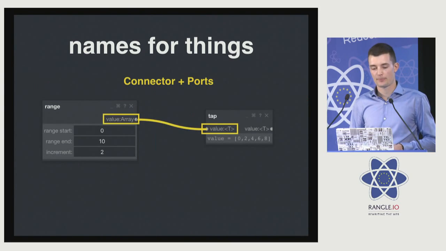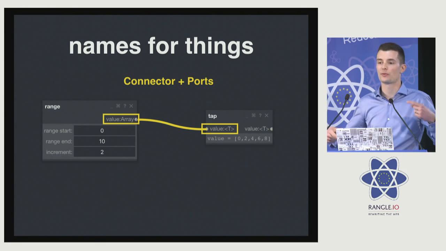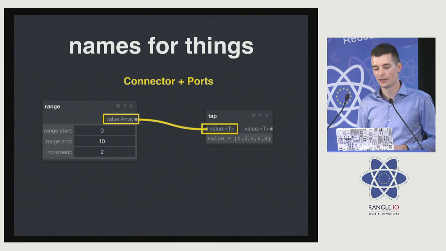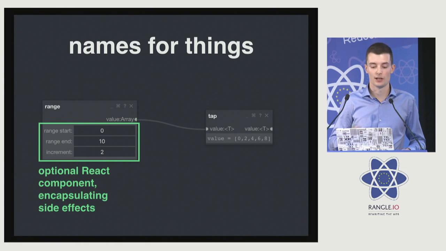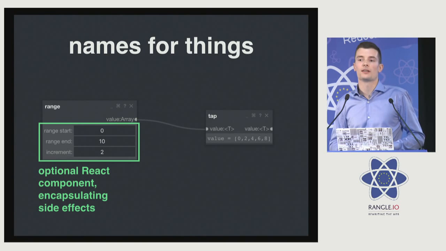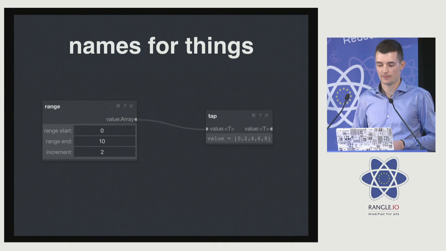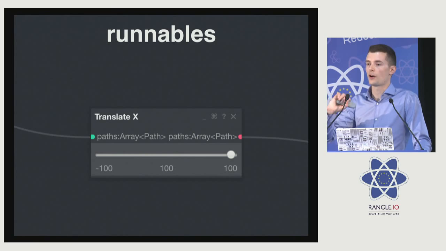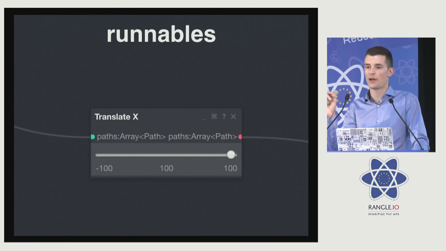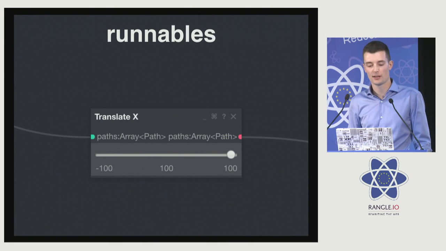So there are these connectors and ports, and we use, like I said, static typing to figure out which ones are legal to be connected to each other. And lastly, there's an optional React component on every node. And that React component encapsulates all of the side effects. And that's pretty important. I'll talk about that in a sec. Using this example, you guys remember the drawing example where I was translating the path in the x direction? So let's look at that node. It's interesting because it has both input and its own state and its own component.